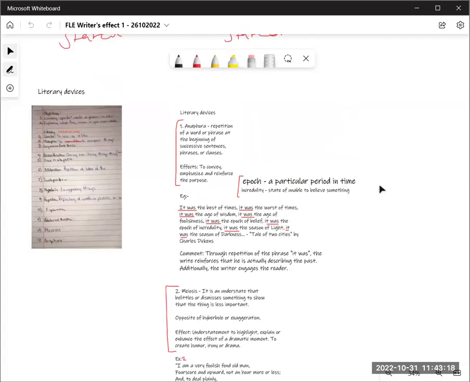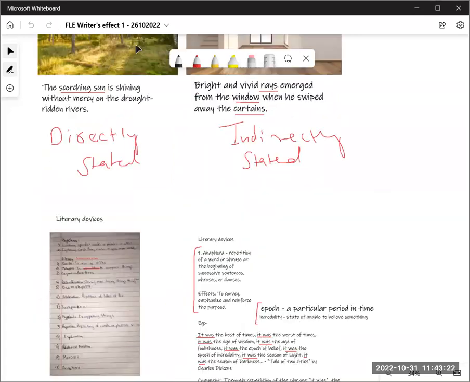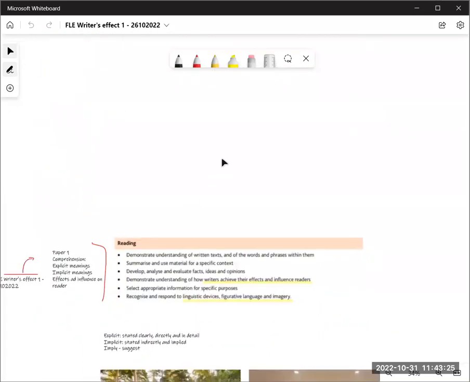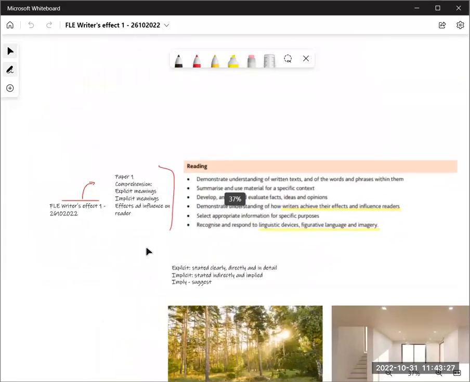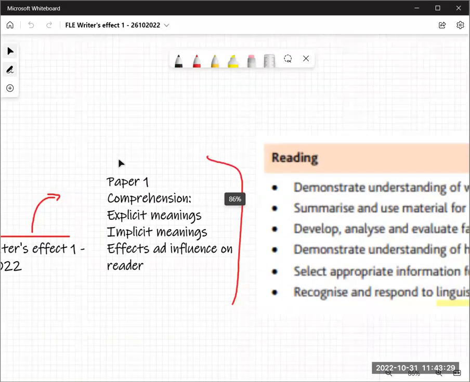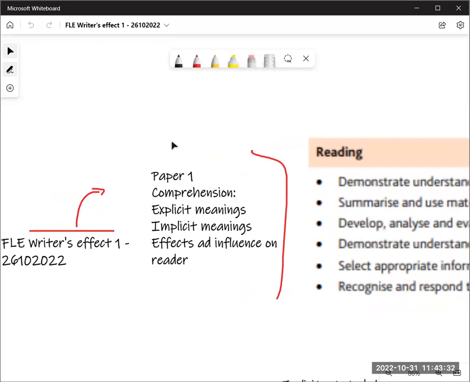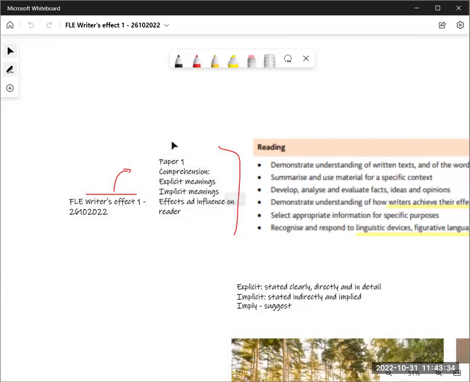We're studying IGCSE English as a first language, and we're continuing writer's effect. In this class, we're focusing on paper 1, comprehension: explicit meanings, implicit meanings, and what kind of effect the writer has on the reader. How does he achieve it? Because every word in English has an effect. Whatever you write, every word must be written for some kind of effect. Let's continue. This is the second class on it.